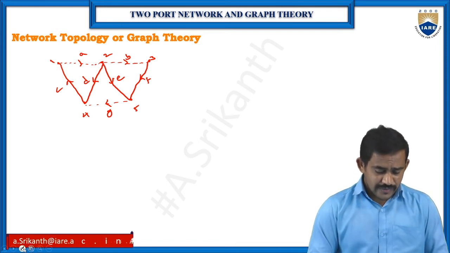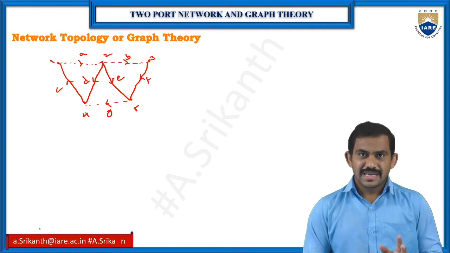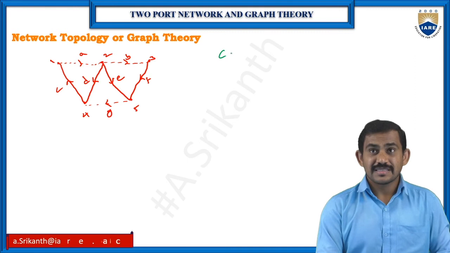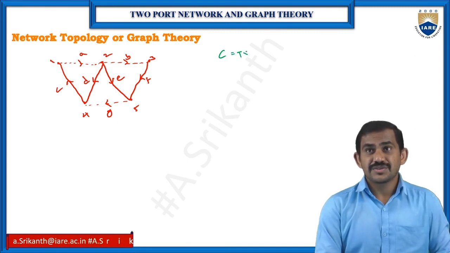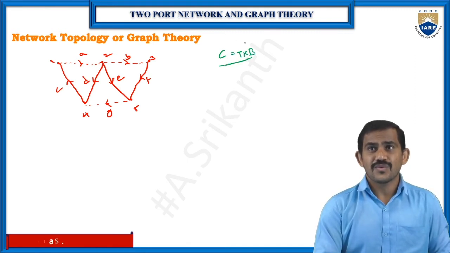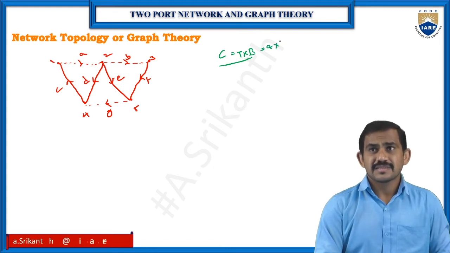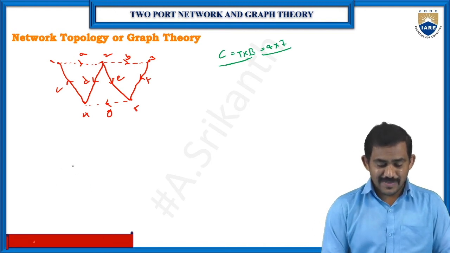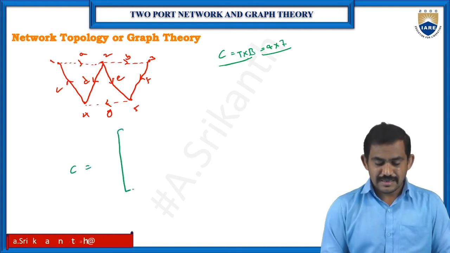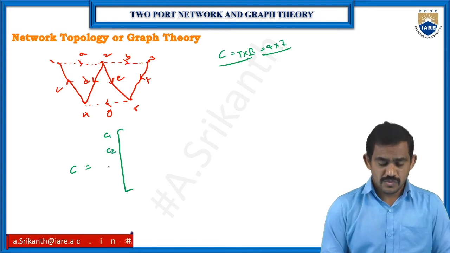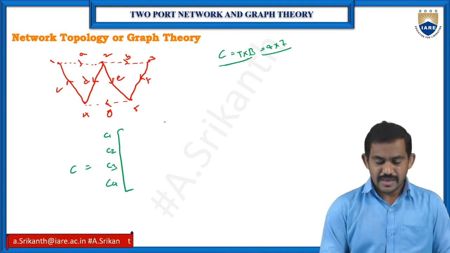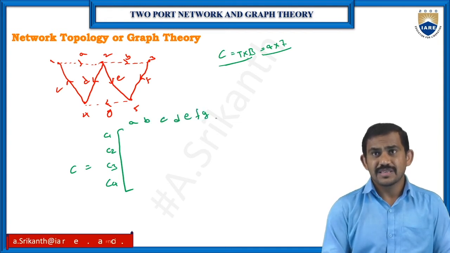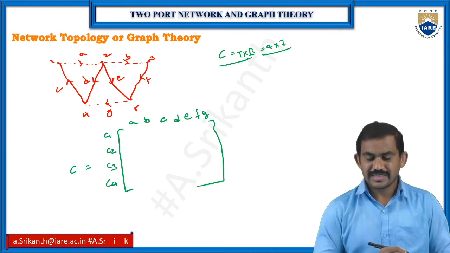From this original graph, I want to find out the C matrix. C matrix means cut set matrix. So I need to cut the trees. Your C matrix is number of trees into branches. How many trees do we have? 4 trees, and 7 branches. So 4 by 7 matrix is your C matrix. So your C matrix is C1, C2, C3 and C4, and columns A, B, C, D, E, F, G. So this is your C matrix.